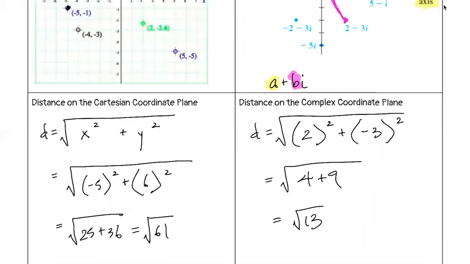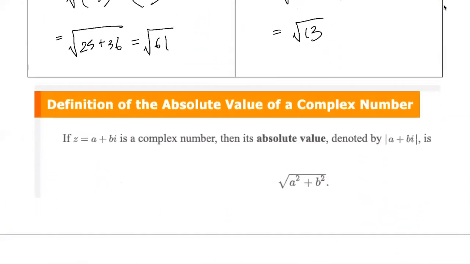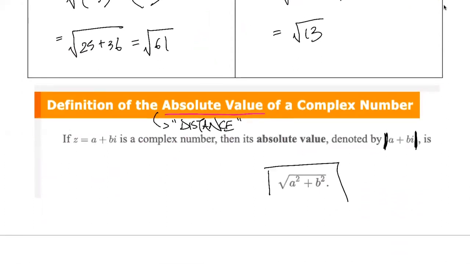Now, this distance on the complex coordinate plane is also referred to as the absolute value of the complex number, okay? So this absolute value is the same as this idea of distance on the complex plane, okay? We tend to use these bars here, that absolute value, to help us denote the fact that it is distance. And then this formula right here is just what we talked about earlier, the square root of a squared plus b squared, okay?